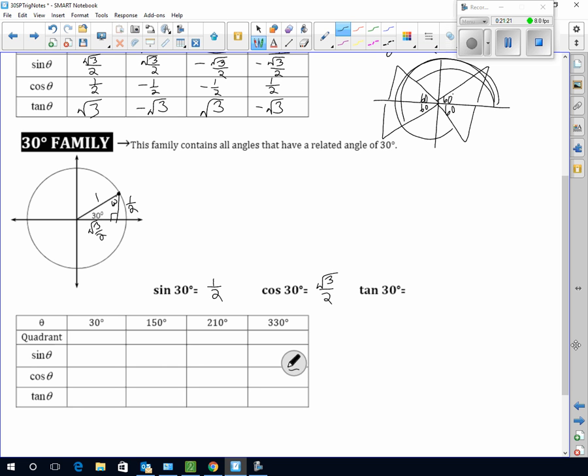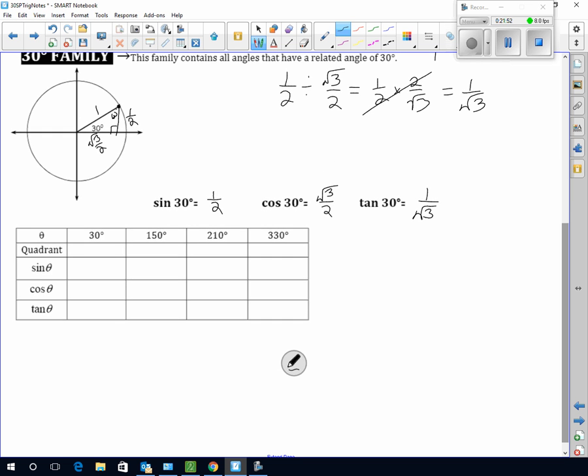So I'm going to show my work. 1/2 divided by root 3 over 2. We change it to multiplication. 1/2 times 2 over root 3. The 2's cancel, and what am I left with? 1 over root 3. So that's the only difference. It's now 1 over root 3 instead of root 3, like the 60 degree one. Okay? So I'll write that down. Sine of 30 degrees is 1/2, cos is root 3 over 2, and tan is 1 over root 3.